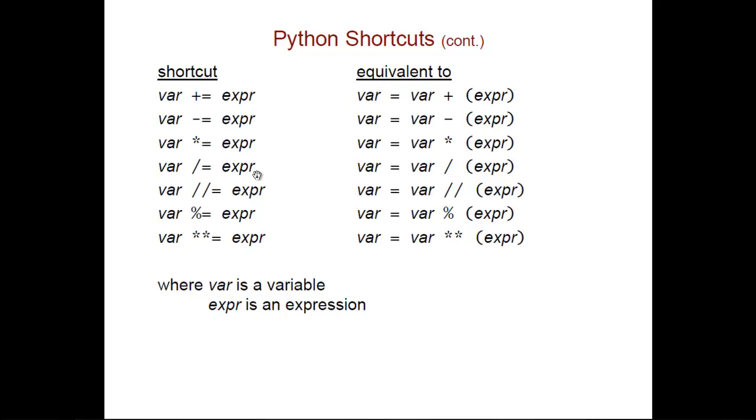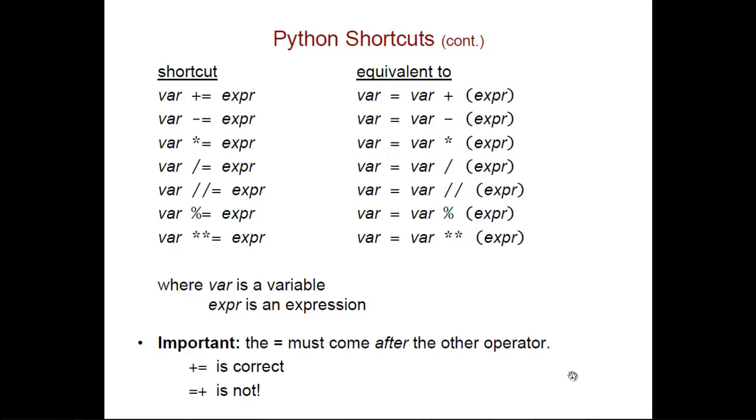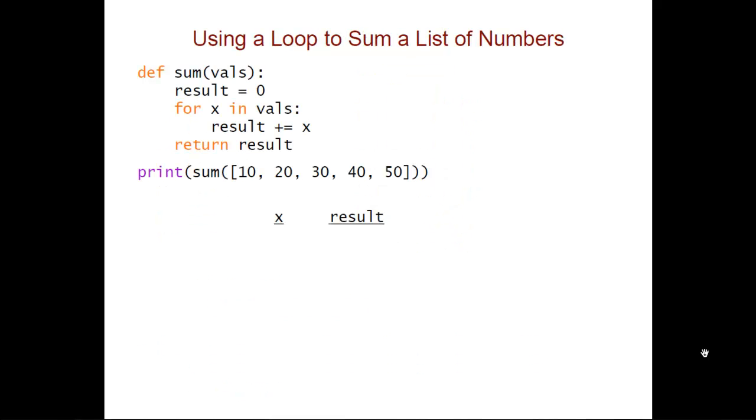For example, there's an operator which is times equals that allows you to do multiplication, and it's equivalent to what you see over here. So we have some variable on the left hand side of the operator, we have some expression on the right hand side. Whatever it is, we're going to evaluate that expression first, then multiply the result by the current value of the variable, and then the result of the multiplication gets stored back in the variable. And it's really important when you use one of these shortcuts that the equal sign comes after the other operator and not before.